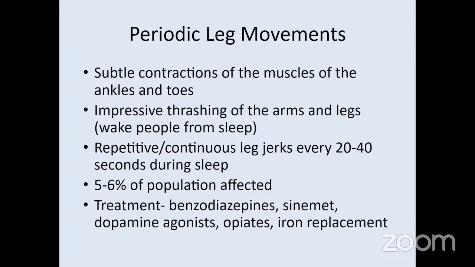So periodic leg movement disorder is characterized by subtle contractions of the muscles of the ankles and toes, or impressive thrashing of the arms and legs, which wake people from sleep, and there are repetitive continuous leg jerks every 20 to 40 seconds during sleep. 5 to 60% of the population is affected by this disorder, and the treatment includes benzodiazepines, Sinemet, dopamine agonists, opiates, and iron replacement as well.